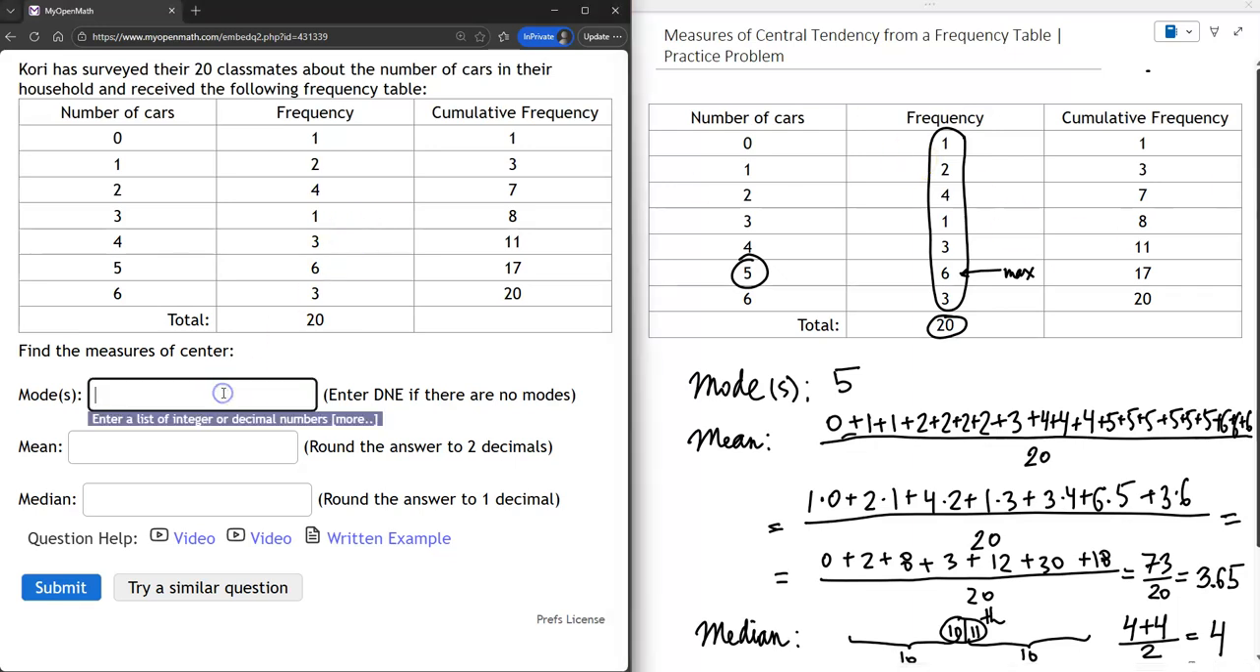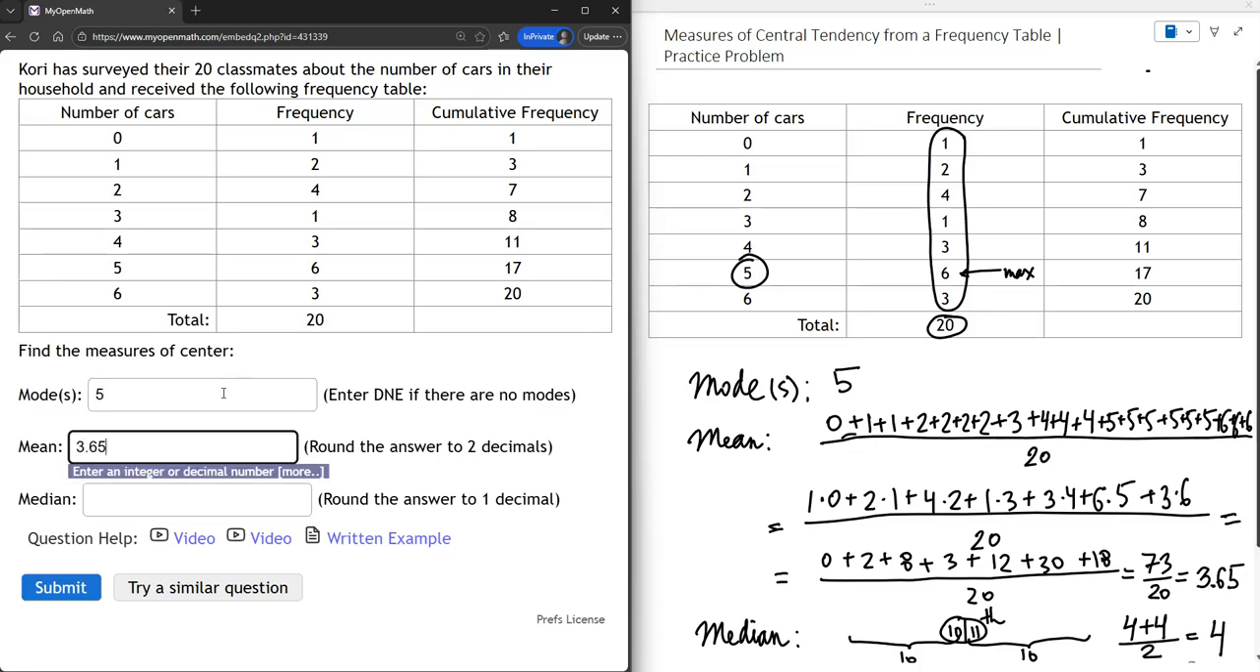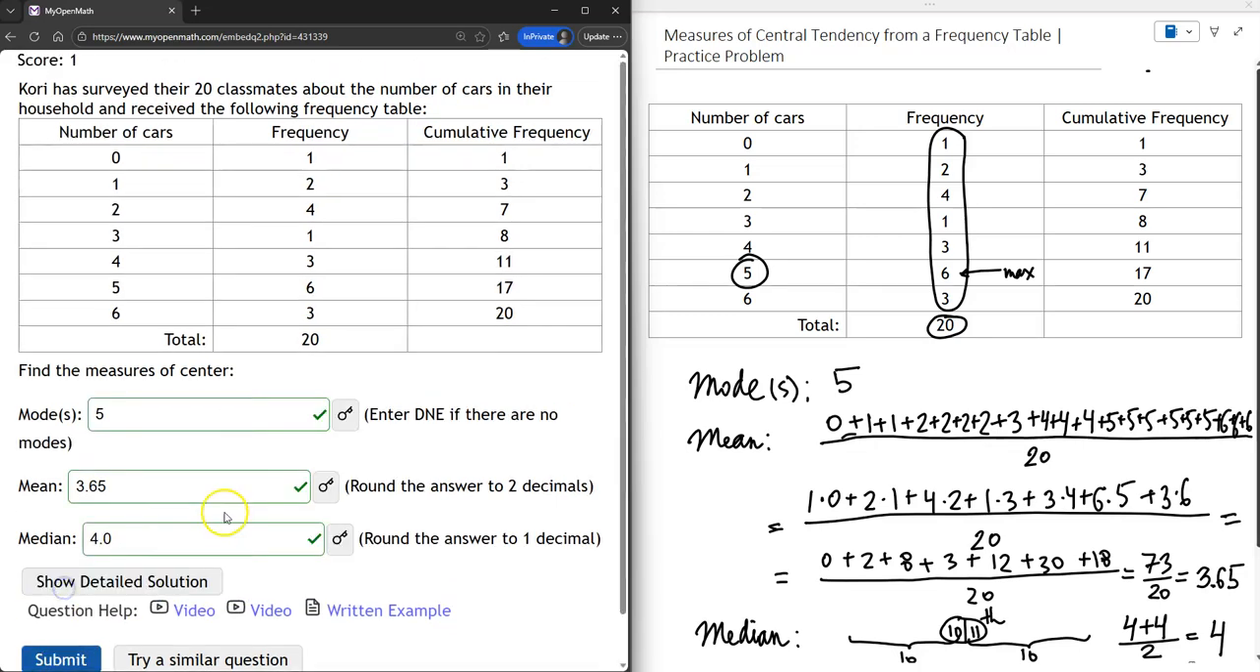Now let's answer the question to get graded. So mode is 5, mean is 3.65, and median is 4. And we got everything right.